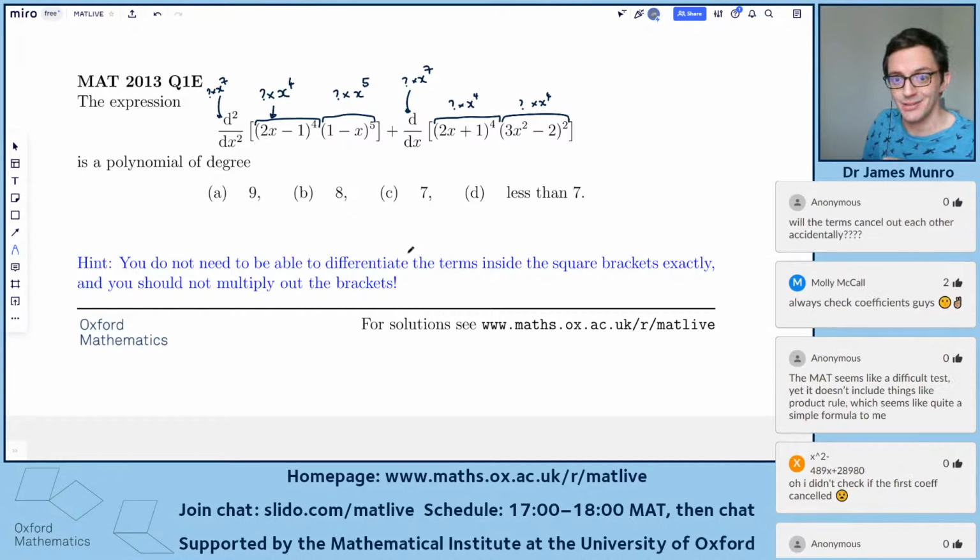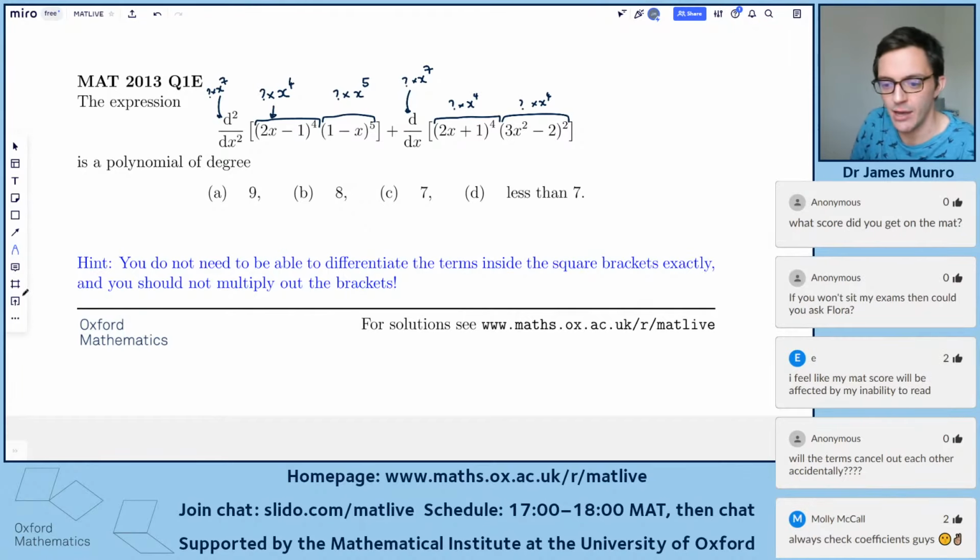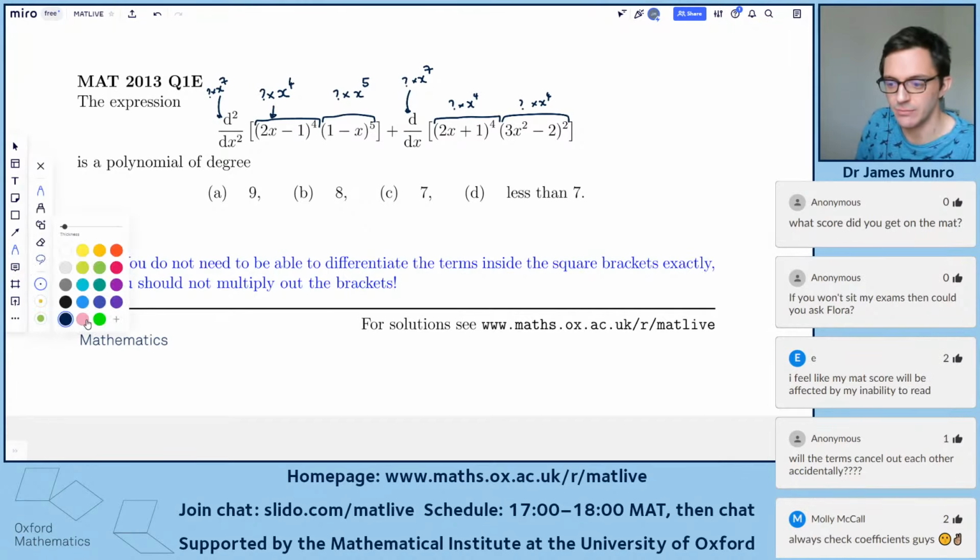This one, it turns out that the terms cancel out. And someone says in chat, will the terms cancel each other out accidentally? That's exactly what happens here. I'm going to go through and fill in the question marks to check that coefficient.